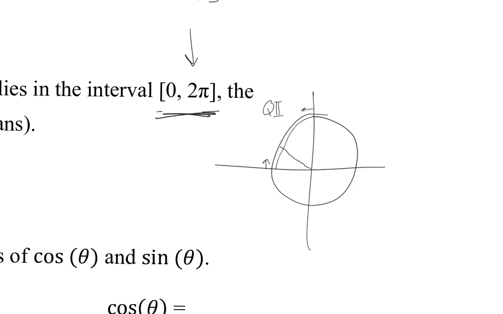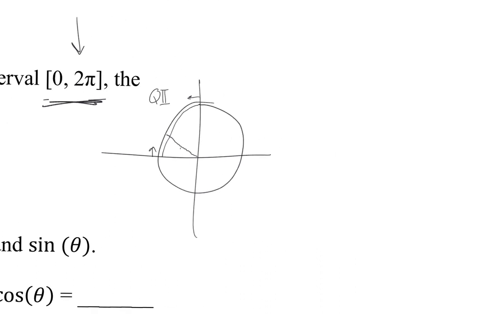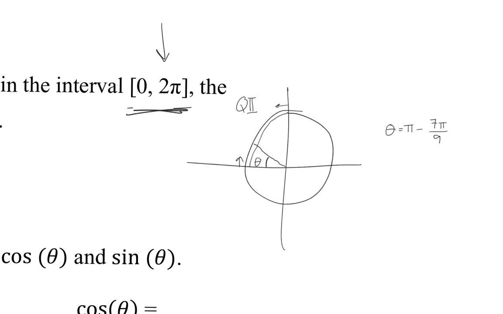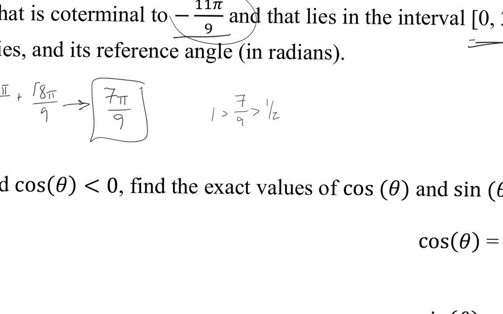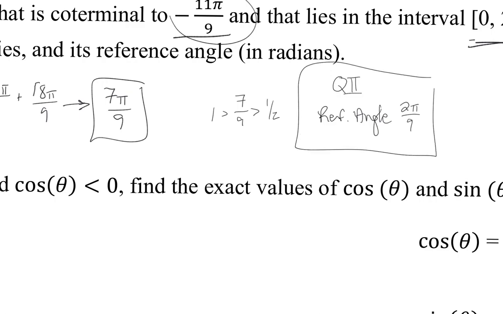Now, this whole big angle is pi. So in order to find this reference angle, I can say that angle theta is equal to the whole thing minus our 7 pi over 9. And that gives a reference angle. So we have our given angle here. We know it's in quadrant 2, and the reference angle is 2 pi over 9. Perfect.